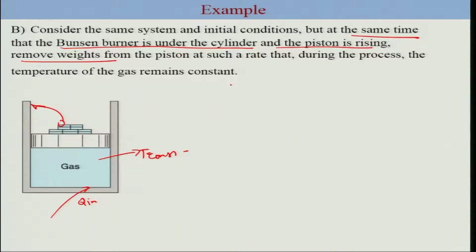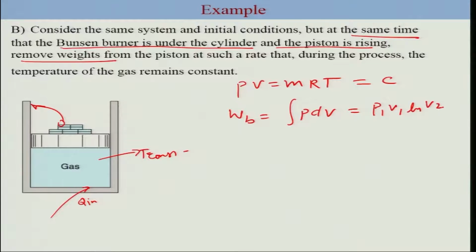So again we are going to make use of the ideal gas here. For the gas we are going to make use of the ideal gas equation of state. So PV is equal to mRT. Now temperature is constant, which means this is C. So WB is the integral of PdV, and we have already derived the expression for the constant temperature expansion. So isothermal process, and that would be P1 V1 ln (V2 by V1). So we can obtain the values by putting the values for each variable.